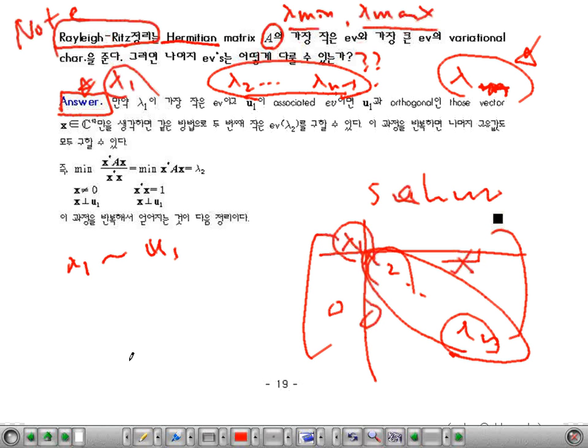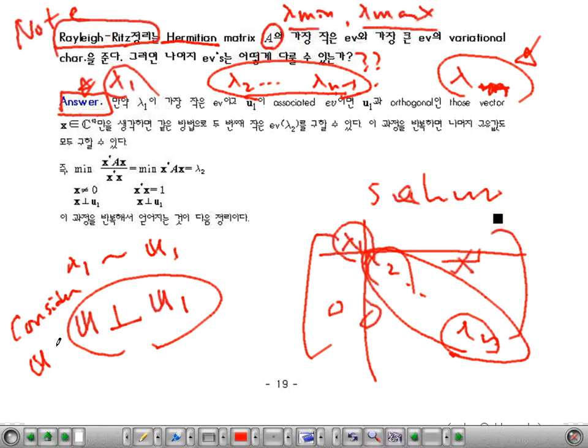Then we can think of other vectors u which are orthogonal to u1. Consider another vector u such that it is orthogonal to u1. It's a unitary matrix.